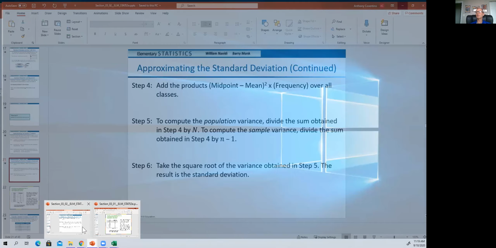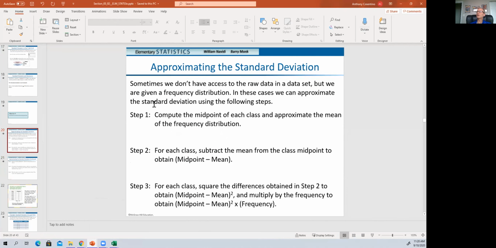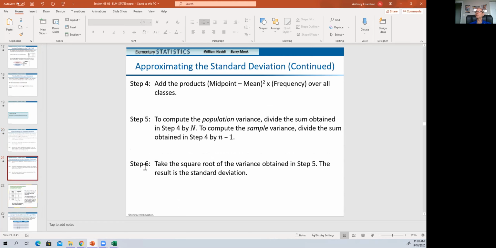So let's go back here real quick and make sure that I outline these steps. We did this in section 3.1. The first column I put up was the midpoint minus the mean. The next column that I just did was squaring that to make everything positive. And the next column was taking that number and multiplying by its associated frequency. Now all we need to do is add all these together and then divide by n minus 1, and that will be the variance.